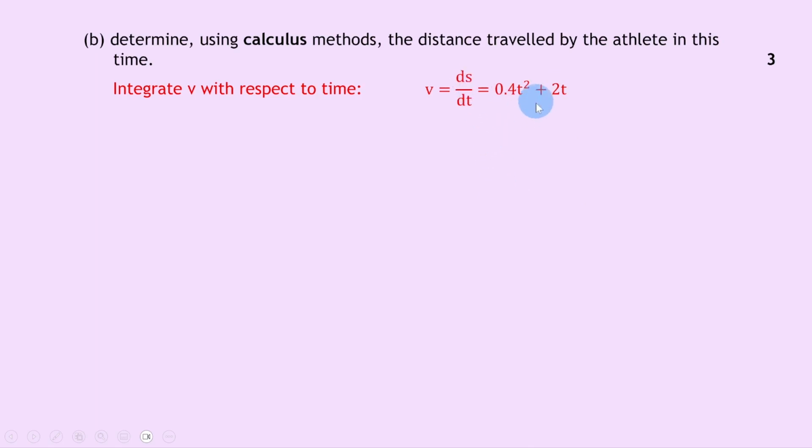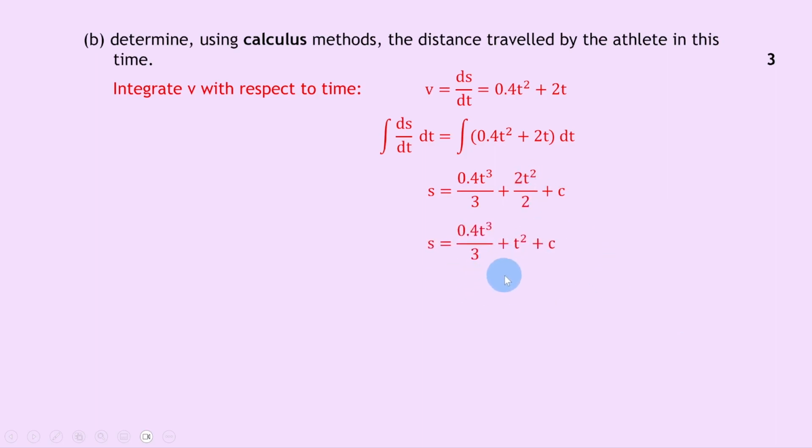So we want to integrate both of those with respect to time, so we have the integral of ds by dt dt is equal to the integral of 0.4 t squared plus 2t dt, where the brackets are used to show that we're integrating both parts of this expression. So for the left hand side, integrating velocity with respect to time will give us displacement s, so we have s is equal to, and then remember to integrate these parts, you want to raise the power by 1 and divide by the new power. So we have 0.4 t cubed divided by 3, plus 2t squared divided by 2 plus c, where c is our constant. And then we could simplify this part a wee bit, so we get s equals 0.4 t cubed over 3 plus t squared plus c, where the 2's there are just cancelling out.